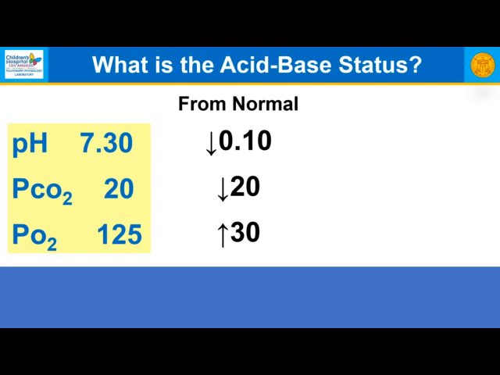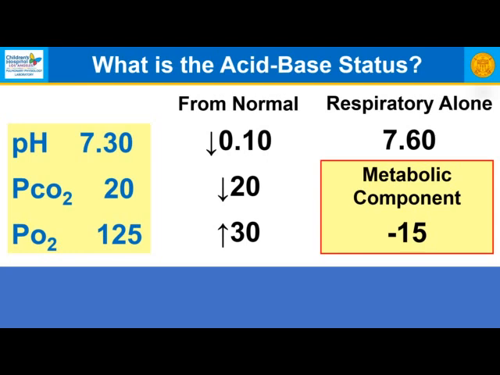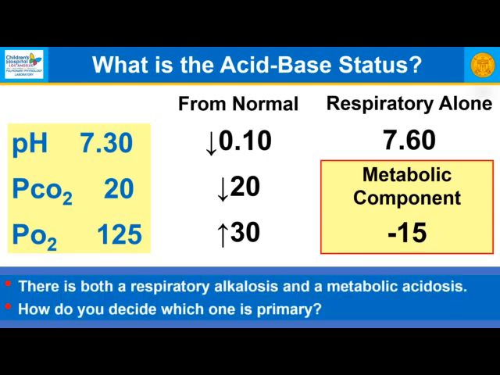So the pH you would expect for a PCO2 of 20, if this were solely a respiratory problem, would be 20 greater than normal, right? Opposite direction. So it'd be 7.60. The metabolic component is the observed minus the respiratory-only value, 30 hundredths of a pH unit. Half of that's the metabolic component, which is 15. And again, this is negative, right? So it's minus 15. All right. So this would be that there is both a respiratory alkalosis, right? Hypocapnia, and a metabolic acidosis.